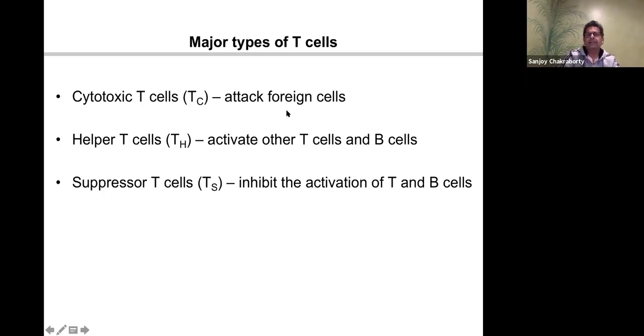What they do normally, they attack the foreign cells regularly. Helper T cells, the name is the answer. They help in the process. So they activate other T cells and B cells. And suppressor T cells, that's very interesting to know. Some books also call it regulatory T cells, Treg or TS.